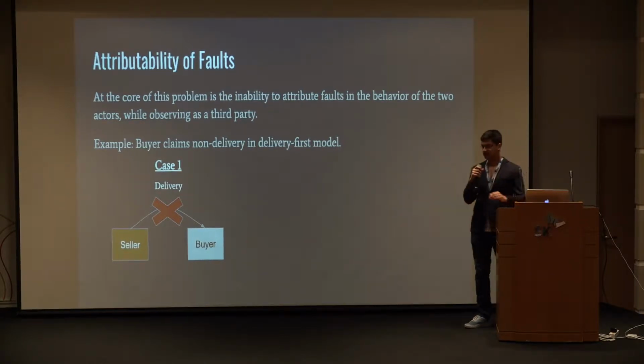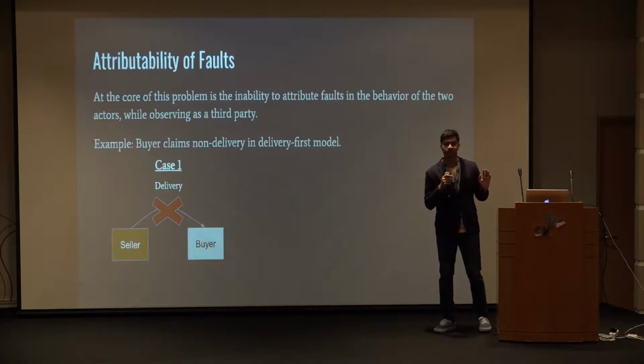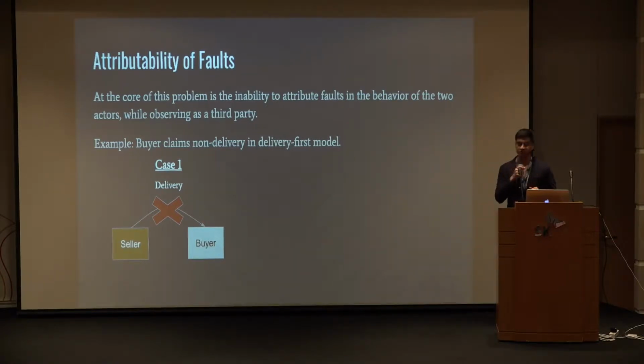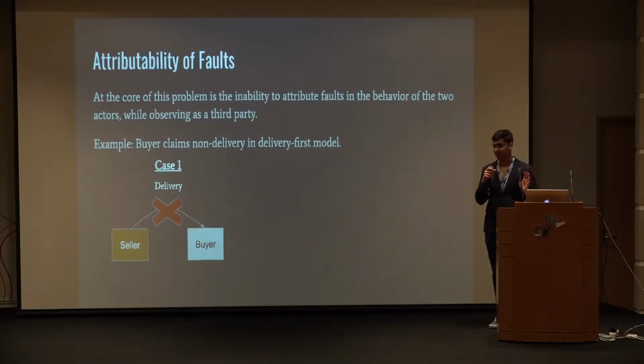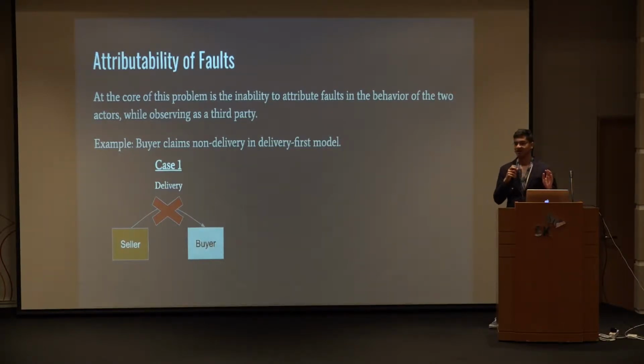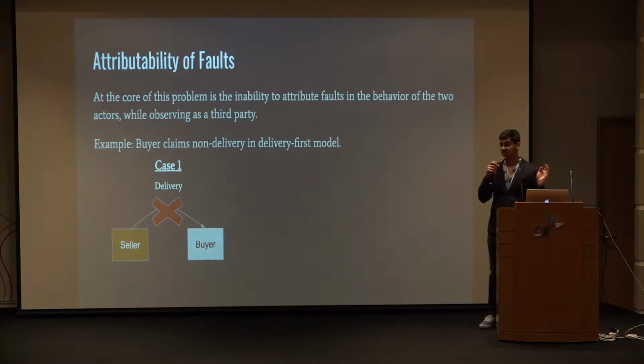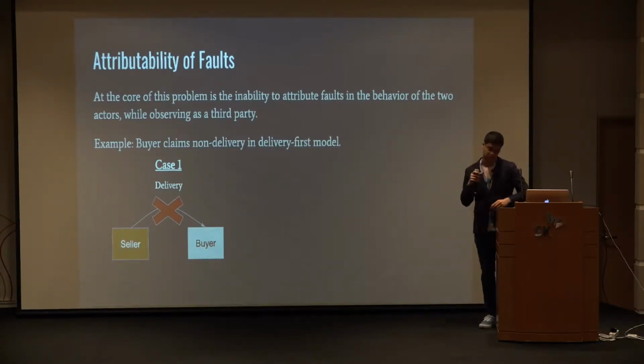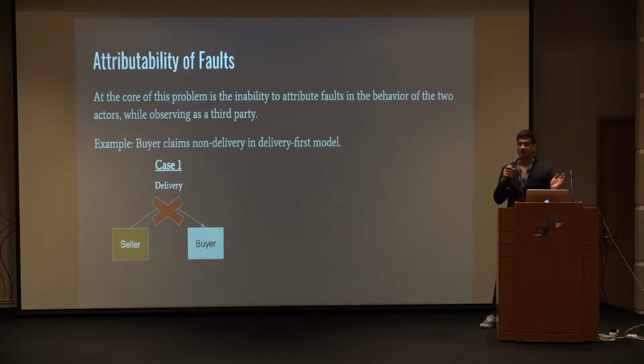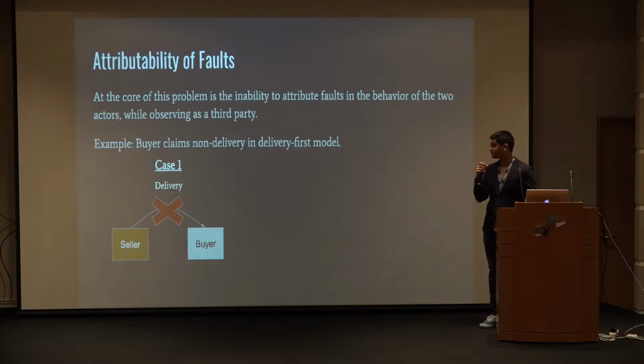Let's look at an example in which buyers and sellers are in a dispute and we can't attribute faults. Let's say we are in a system where delivery happens first and then the buyer is expected to make payment. After the first step, the buyer just says, hey, I didn't receive my product. This is what a disinterested third party sees as its view of the system. It sees the buyer saying, hey, I haven't received my product, and this is after the timeout of delivery.